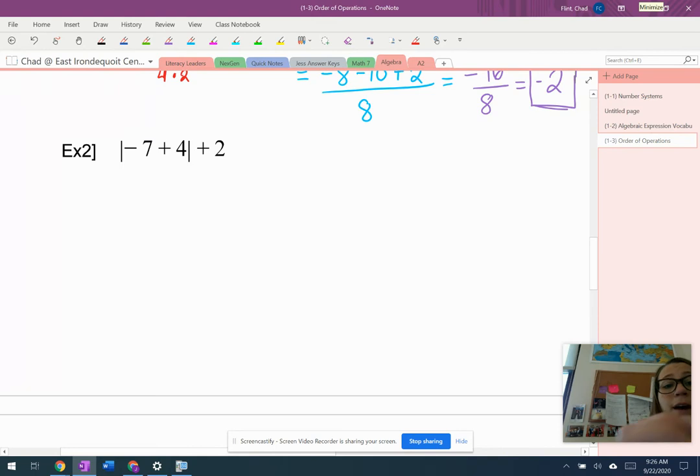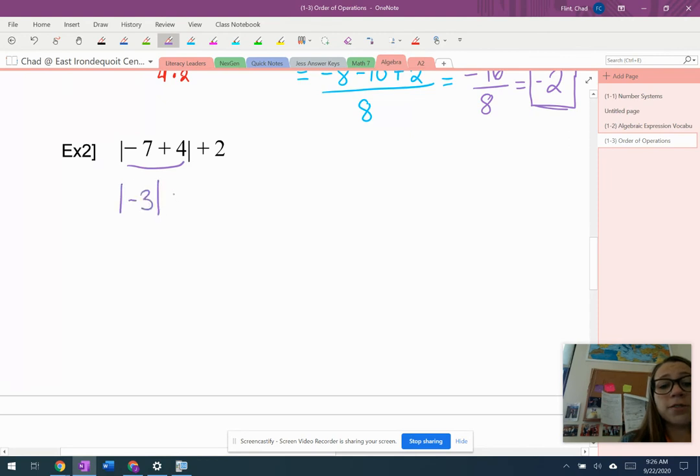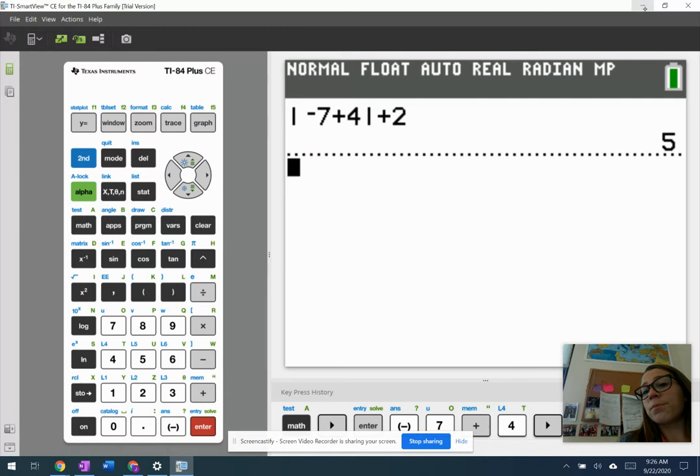I'm going to do that math here just in case, step by step. So remember, absolute value bars count as a grouping. Negative 7 plus 4 is negative 3, but it's still in those absolute value bars. The absolute value of negative 3 is a positive 3, plus 2 is 5, just like we got in the calculator.